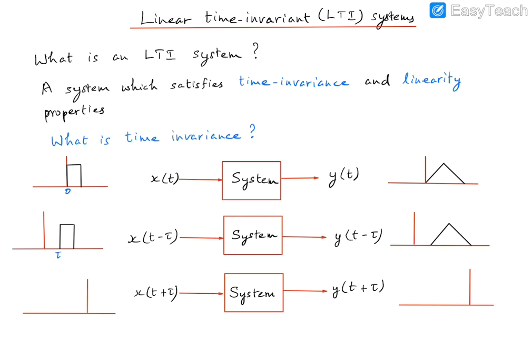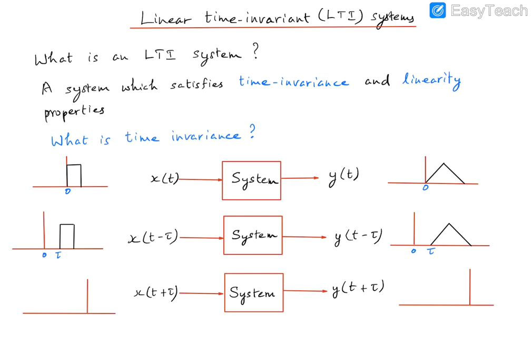What we notice is that when the input is shifted, the output also gets shifted. There is no other change in the output because of the shift in the input. So when the input has been shifted to the right by an amount tau, the corresponding output y of t is also shifted to the right by an amount tau. So this is also going to be starting at tau. Let me mark this. This is 0, this is 0, and this is 0.